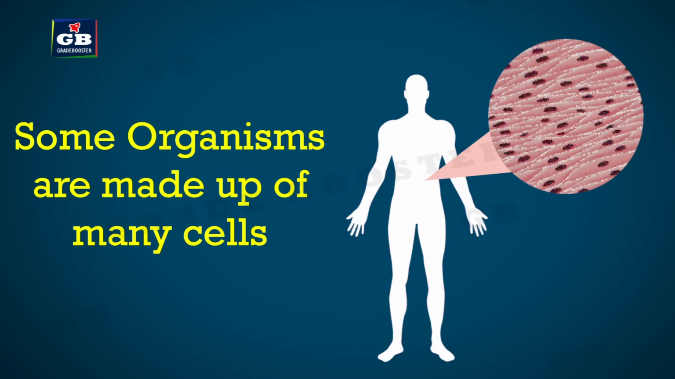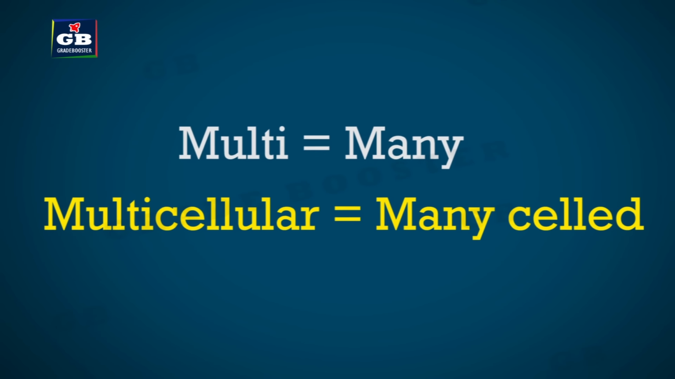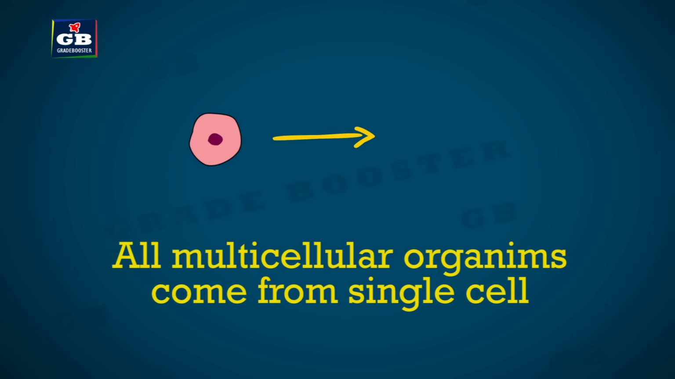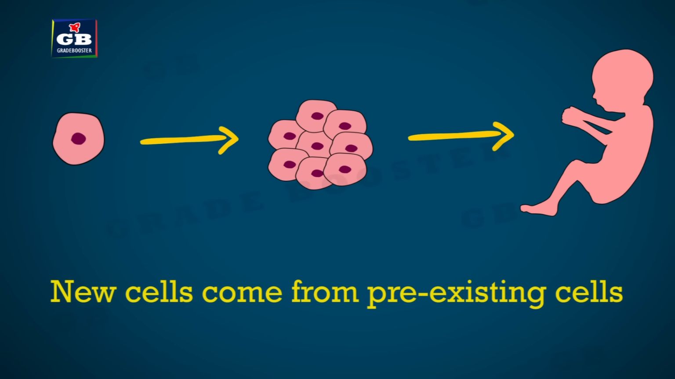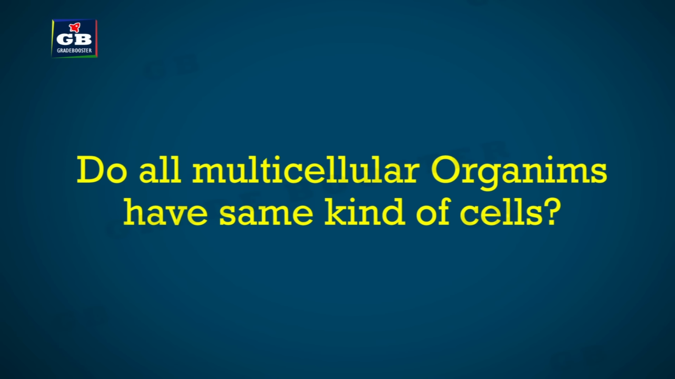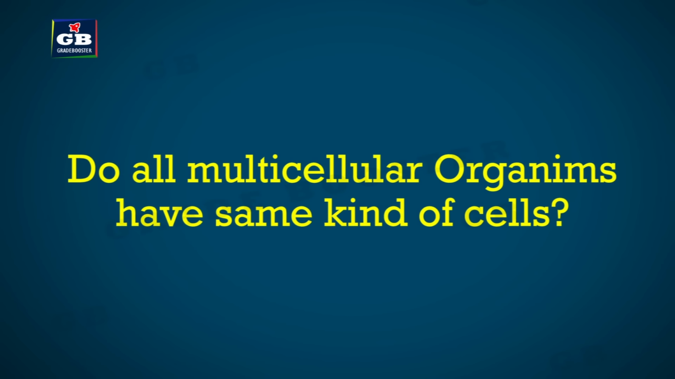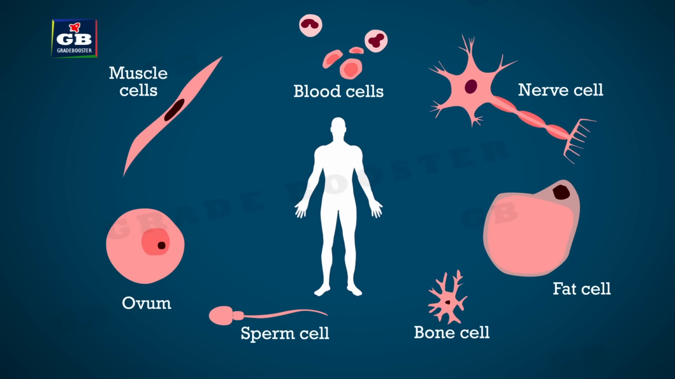Some organisms are made up of many cells. Such organisms are called multicellular organisms. All multicellular organisms develop from a single cell. Cells produce cells of their own kind by cell division. All cells come from pre-existing cells. Do you think the whole multicellular organism is made up of a single type of cells? No. Multicellular organisms are made up of different types of cells.